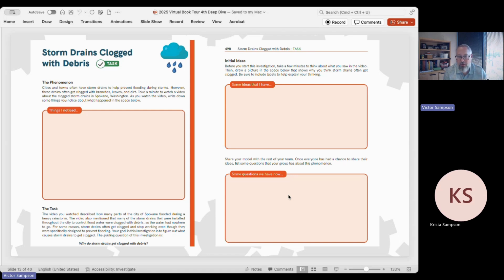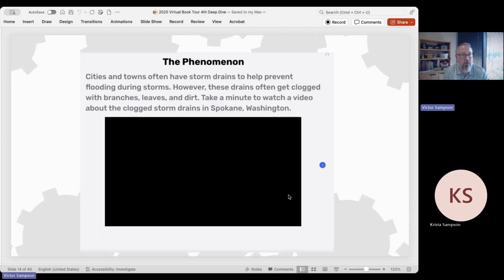And then once you introduce that phenomenon, you elicit students' ideas about it. After they're sharing their ideas, you move that into the task, which will be around one of their ideas about storm drains getting clogged with debris. Then you give the students a chance to create a model or share their ideas about why they think the drains get clogged so frequently, and then have a chance to share those ideas with each other and generate some more questions they would like to answer about that. So let me show you how that looks here.